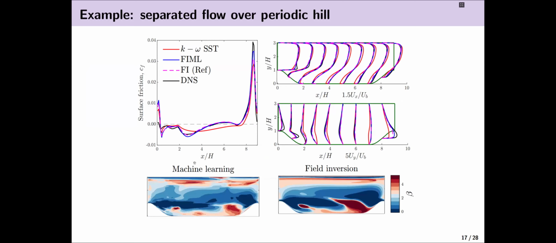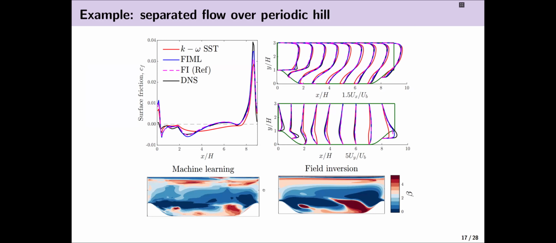So, quick results for the baseline periodic hill case, starting with the surface friction on the hill wall. We have the DNS data in black, and then the baseline SST in red. We can see that there's a huge difference between the two, especially the flow reattaches much later in the k-omega SST. But with field inversion and the FIML model, we can improve the predictions. Similarly, for the streamwise velocity and wall normal velocity, we see huge improvements.